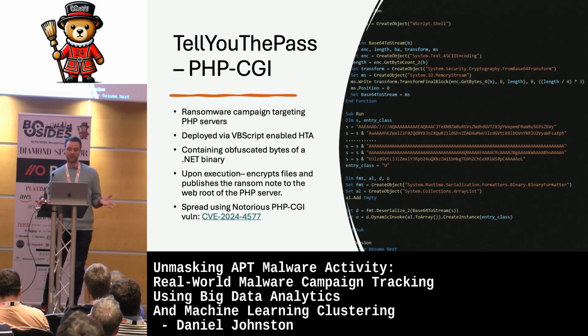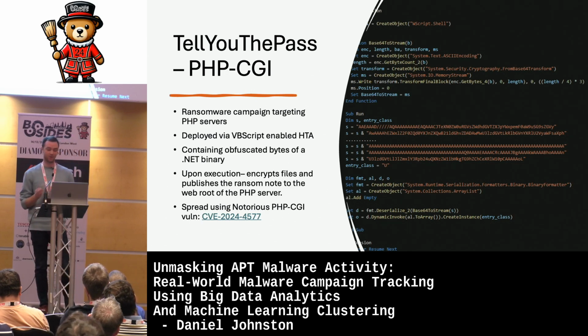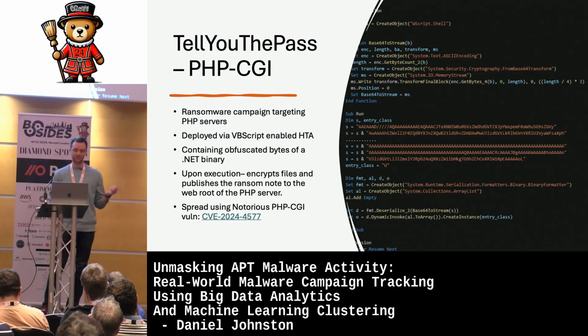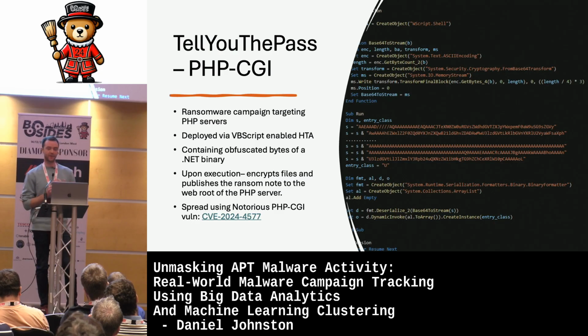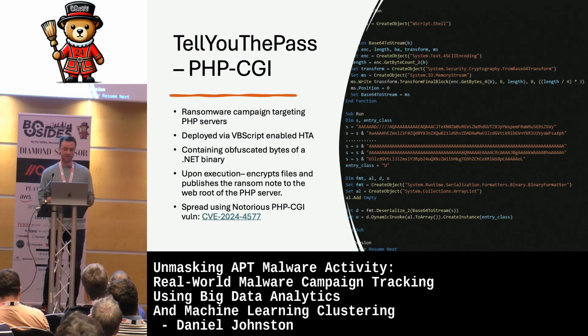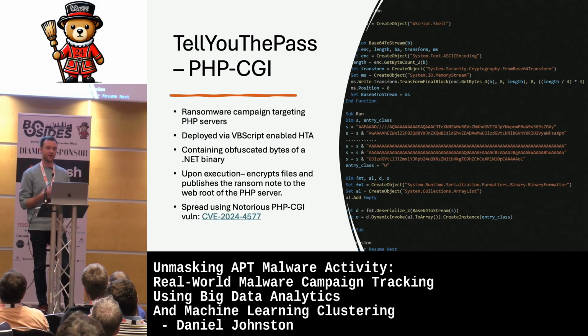We were able to reconstruct this, decode it, and load the .NET binary into dnSpy for some analysis, and we were able to determine the actions of the binary, what it actually did. Upon execution, it would reach out to a C2 server with an HTTP request disguised as a request for a CSS resource, to blend into other network traffic. It also enumerated directories, encrypted files, and then put a ransom note on the web directory of the PHP server. Interestingly enough, it's a ransomware that's actually targeting web servers specifically.